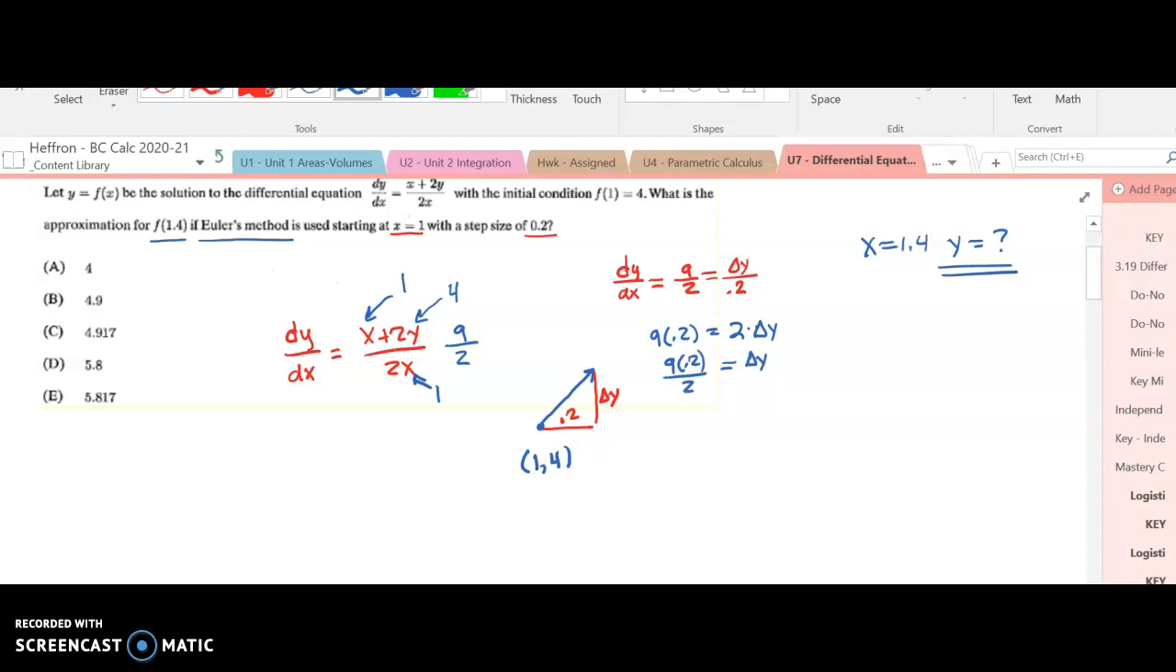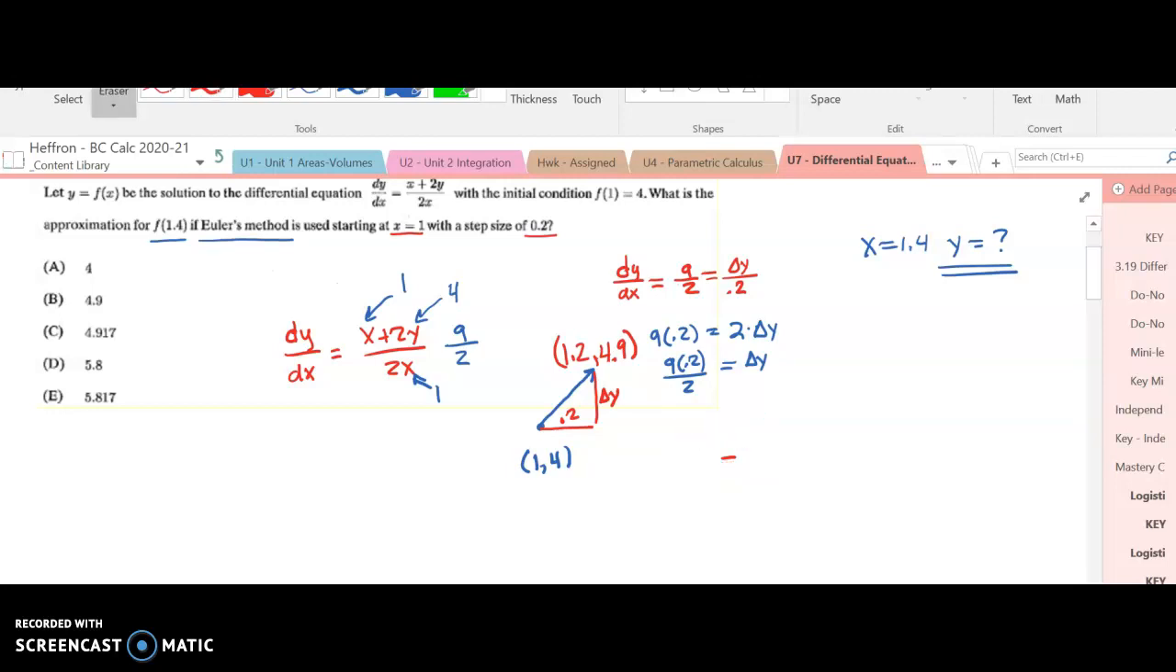Well, 9 times 2 is 18, so 9 times 0.2 is 1.8. So we're really saying our delta y is 1.8 over 2. Of course, 1.8 divided by 2 is 0.9. That's our delta y. So if we started at 4 and we went up 0.9, this is now 4.9 in the y, and our x was 1 plus this 0.2, or 1.2. That's one way to find it, just by using your slope and your little picture.